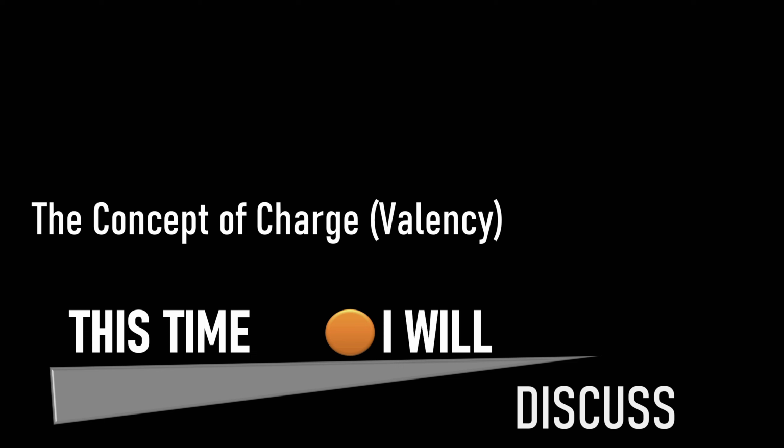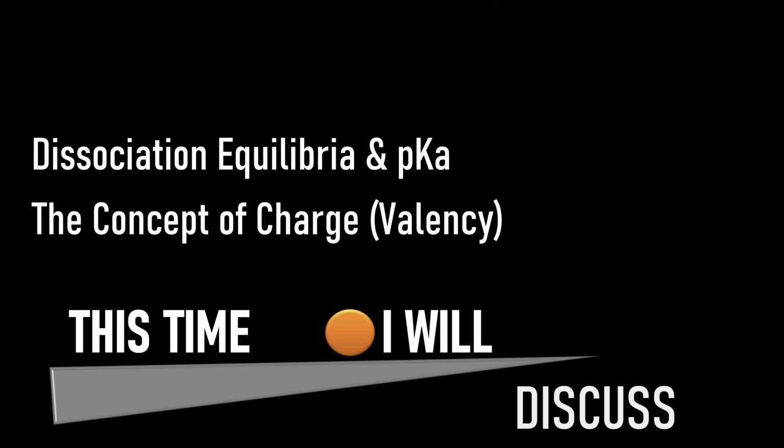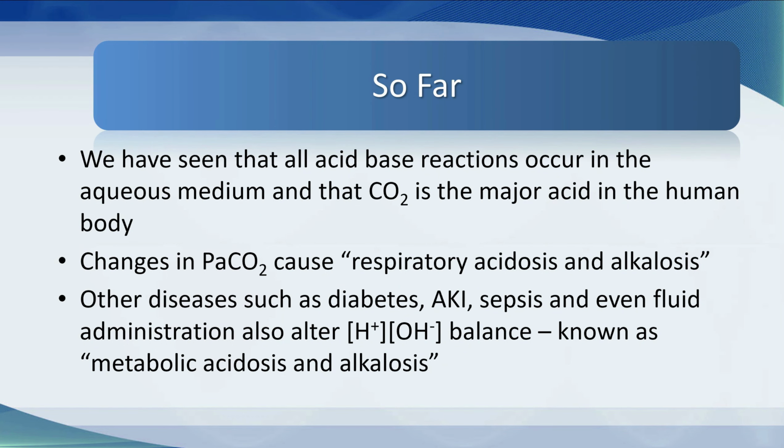This time I will explain the concept of charge or valency, dissociation equilibria and the pKa or ion dissociation constant, and I will introduce a term known as strong ions. So far in this course, we have seen that all acid-base reactions occur in the aqueous medium, that is, body fluids, and that carbon dioxide is the major acid in the human body. Changes in the partial pressure of carbon dioxide in the blood cause respiratory acidosis if the pCO2 goes up, and respiratory alkalosis if the pCO2 goes down.